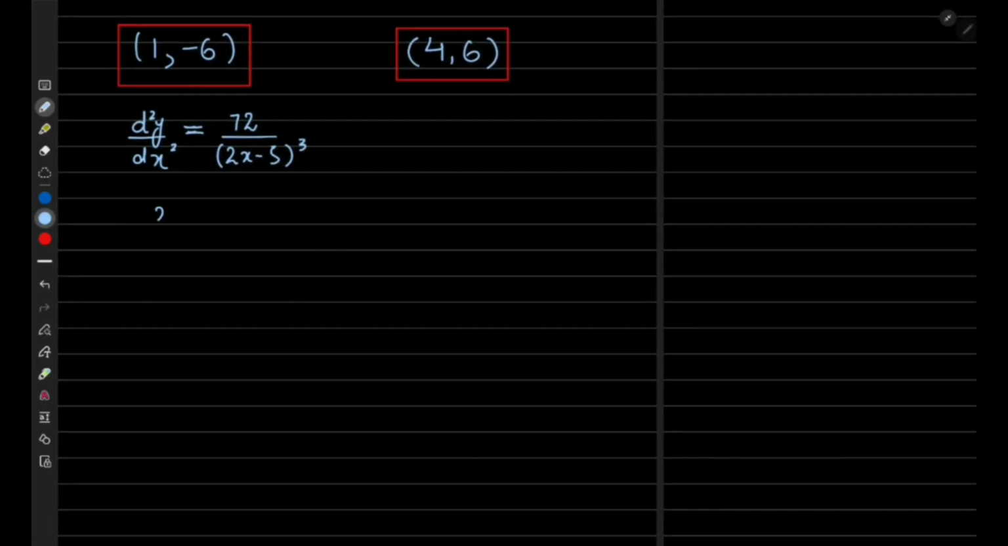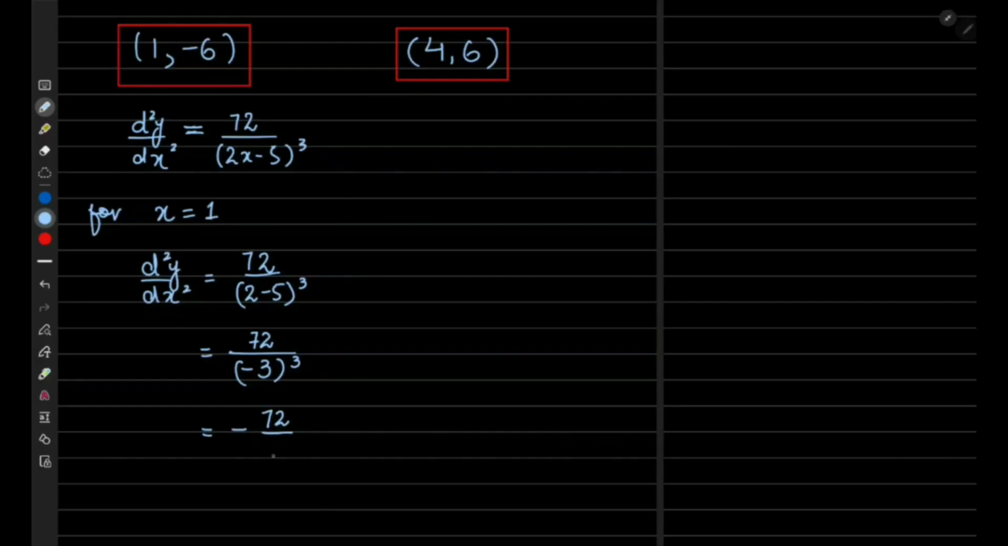Okay, so substituting in the values for x equals 1, your second derivative would be 72 over 2 minus 5 to the power 3. That becomes 3 cubed. No, minus 3 cubed. And this minus 3 will make it a negative number, minus 72 over 27. So that is less than 0, negative. That means you have a relative maxima here.